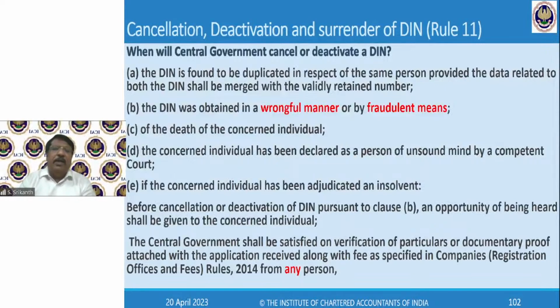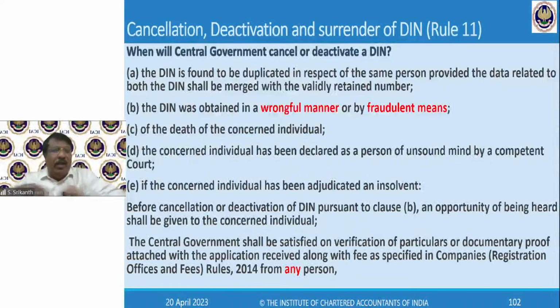If the concerned individual has been declared as a person of unsound mind, or if the concerned individual has been adjudicated as an insolvent. Because C, D, and E: death, of course, no issues, you understand. D and E, they are disqualifications. A person who has been declared as a person of unsound mind is not qualified to be appointed as a director. So the minute he is declared, more about it when we come to disqualification today. If the concerned individual has been adjudicated an insolvent, that is again a disqualification. So the minute he is adjudicated, he is disqualified from being a director and becoming a director.